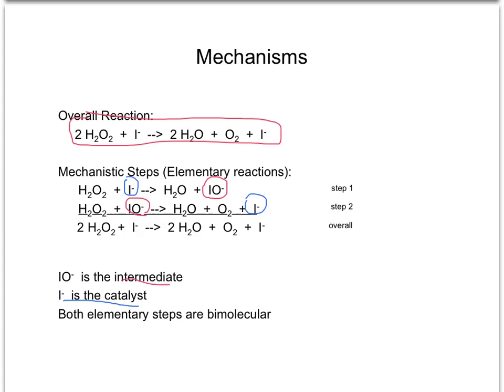All right, now we talked about the molecularity of each of the mechanistic steps. It's the number of reacting molecules on the left side of the arrow. So in both cases, there are two species. You've got two species on the left in step one, therefore it's bimolecular. And you get two on the left in the second step, and so the second mechanistic step is bimolecular as well. So they're both bimolecular in this example.